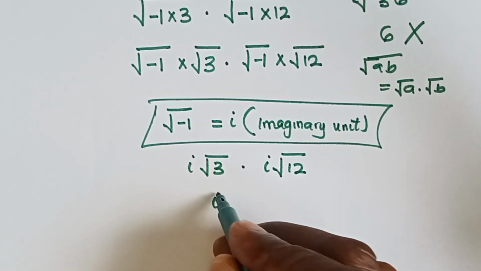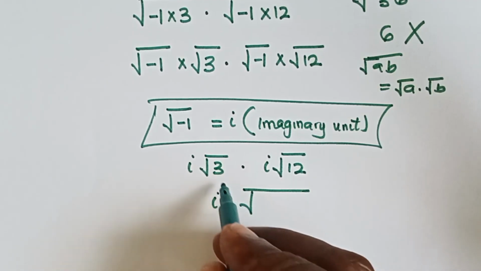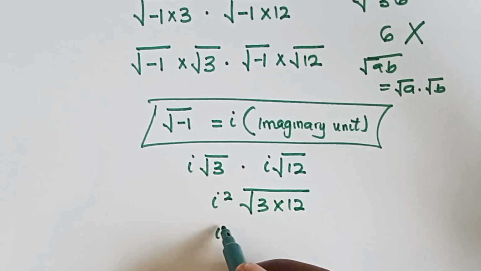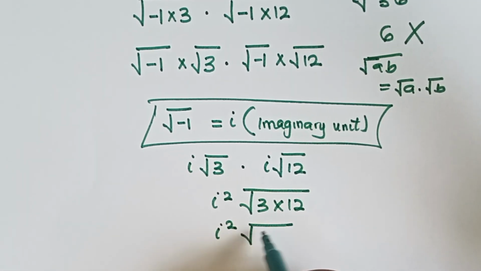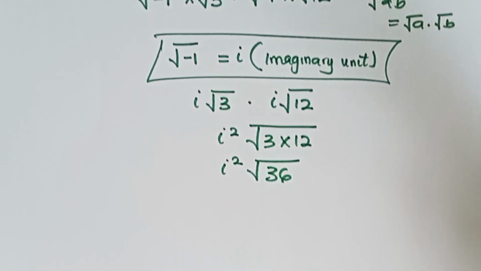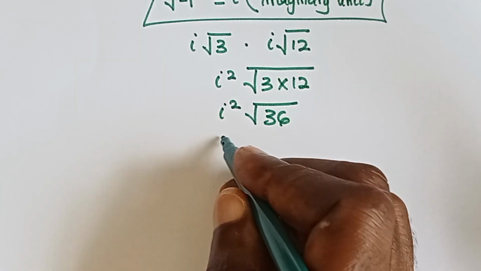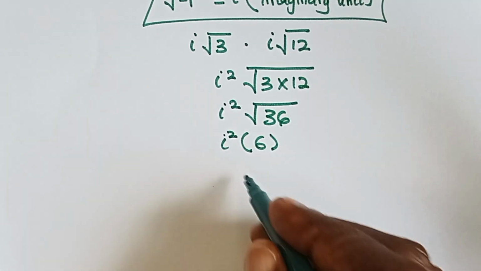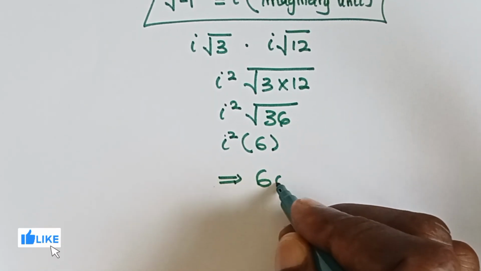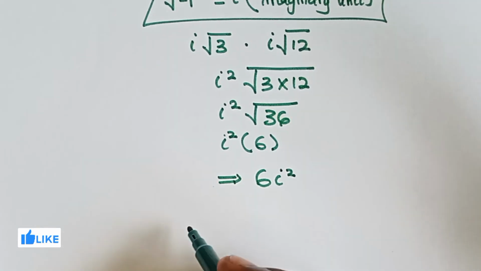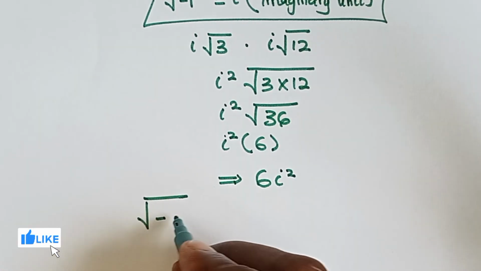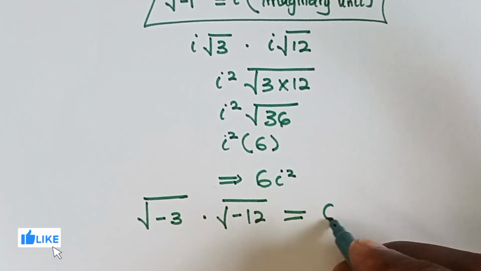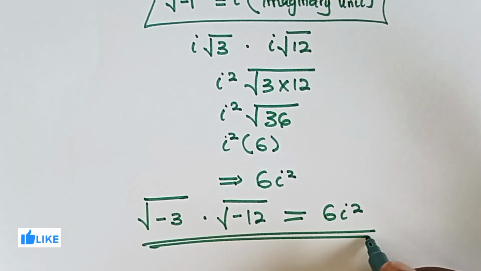i times i will give us i squared. Then we have root 3 times root 12, that will be root of 3 times 12. So we have i squared multiplied by root of 36. We can find square root of 36 to be 6. So we have i squared multiplied by 6, and we can write this as 6i squared. Alright, so it means if you simplify square root of minus 3 multiplied by square root of minus 12, the answer will give us 6i squared. This is the correct answer.